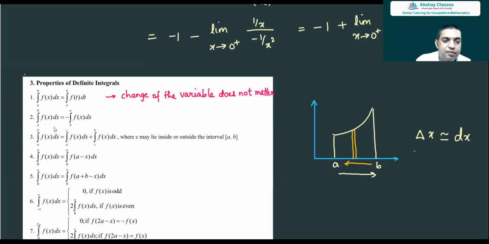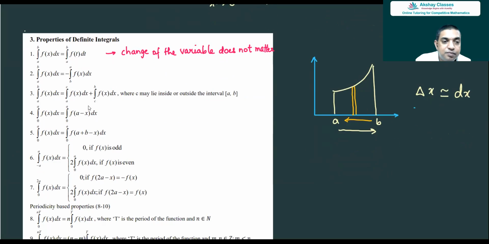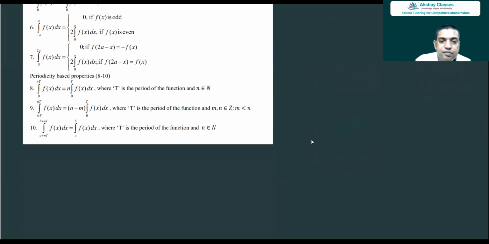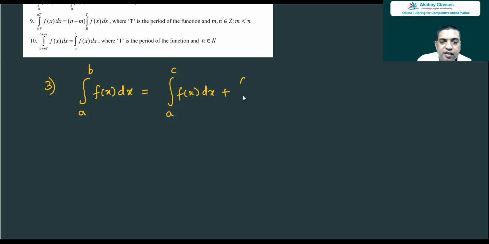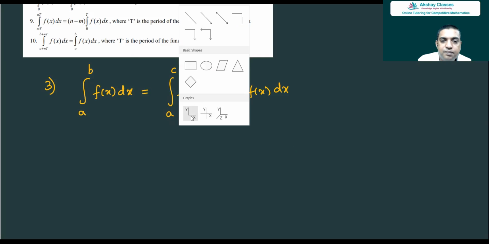Now, the third property is splitting the integral. So property 3, I'm explaining here. Integral a to b f of x dx is integral a to c f of x dx plus integral c to b f of x dx. Now two scenarios arise. Let us study them.